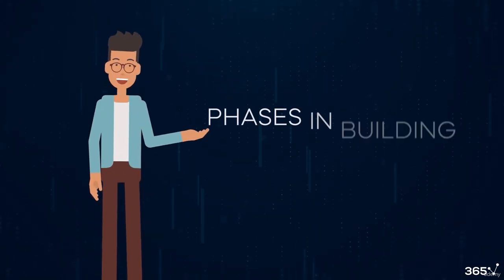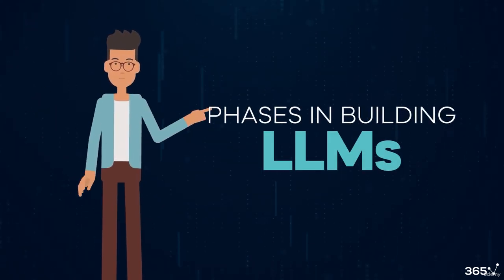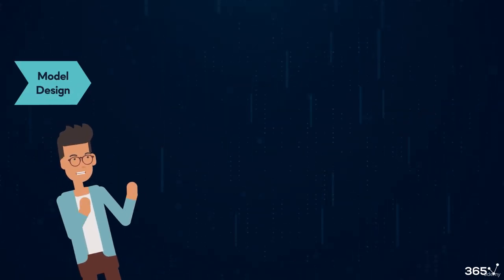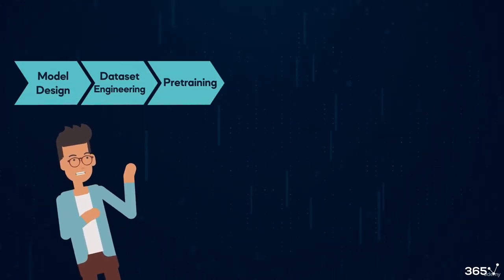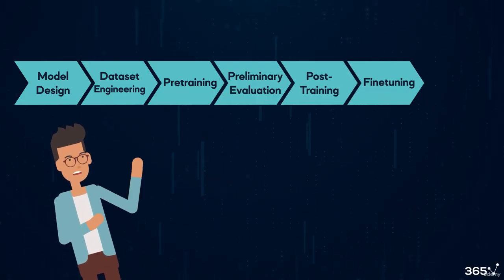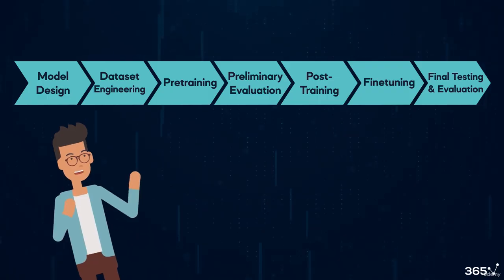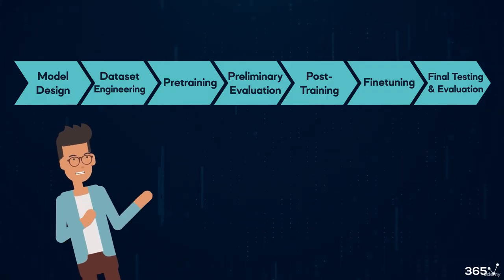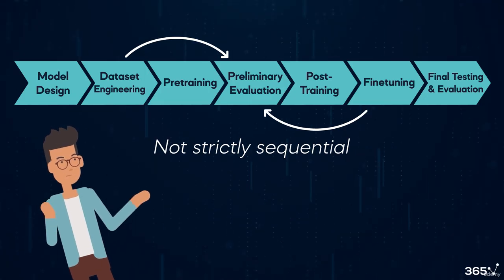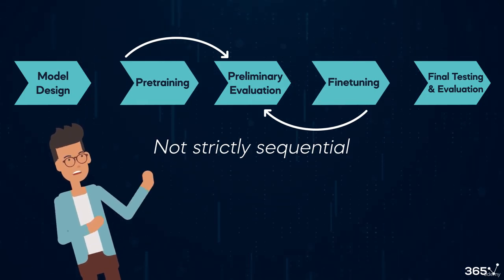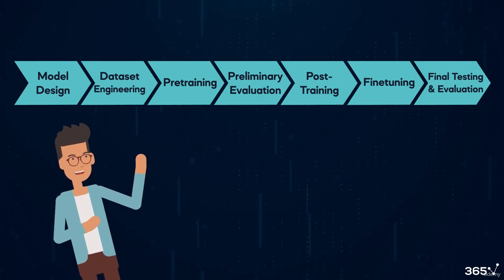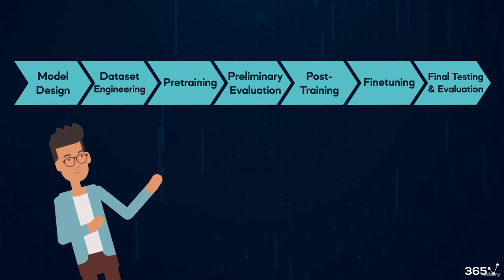Hey everyone, in this video we'll discuss the different stages when building a large language model, including model design, dataset engineering, pre-training, preliminary evaluation, post-training, fine-tuning, and final testing and evaluation. These stages are not always strictly sequential in a real-world environment and could sometimes overlap. Nevertheless, using this representation would make it much easier to illustrate and explain the LLM creation process.